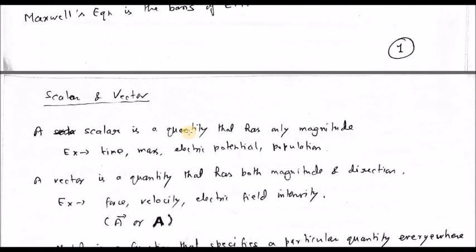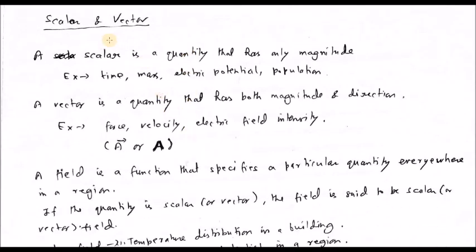So we must know what is a scalar, what is vector and what is a field. So a scalar is a quantity that has only magnitude, for example time, mass, electric potential and population. Next, vector. So a vector is a quantity that has both magnitude and direction. Also, an attribute of vector quantity is that it must follow vector sum or parallelogram law of addition, and its examples are force, velocity, electric field intensity.